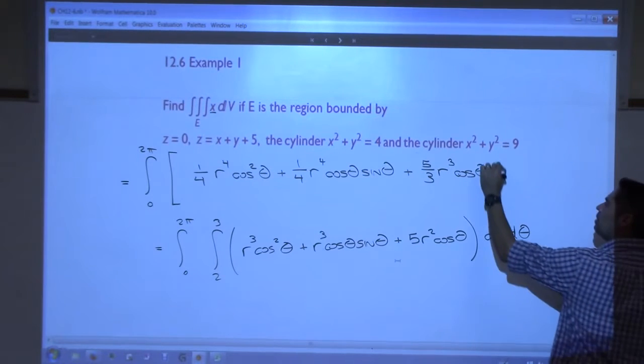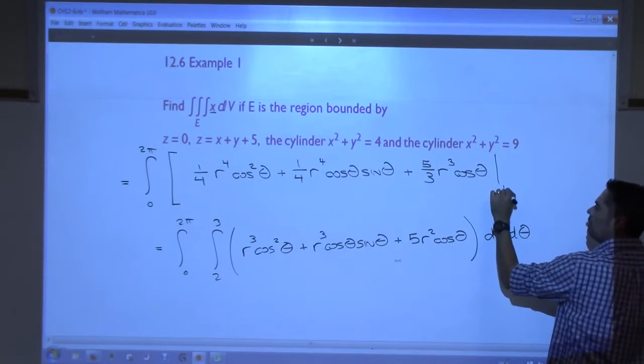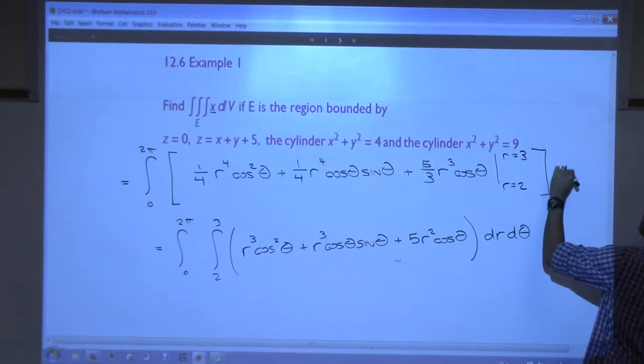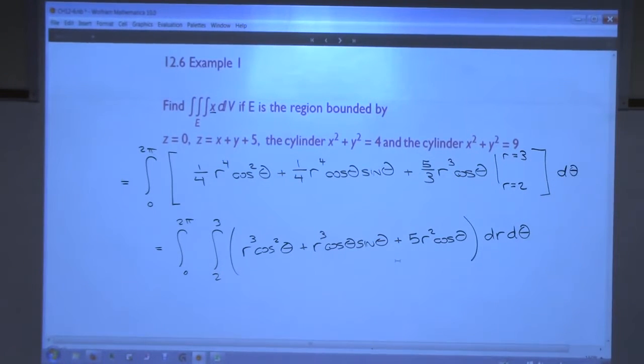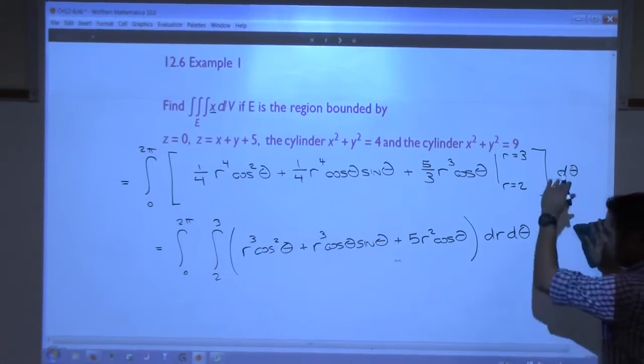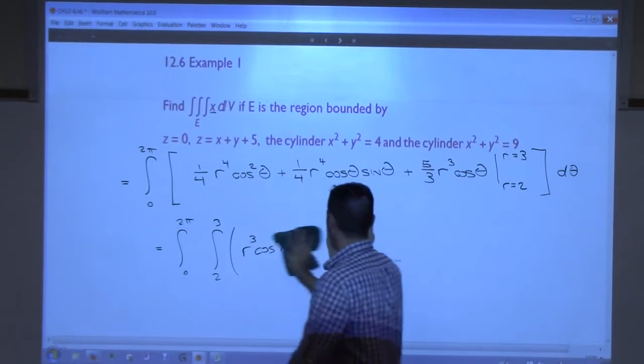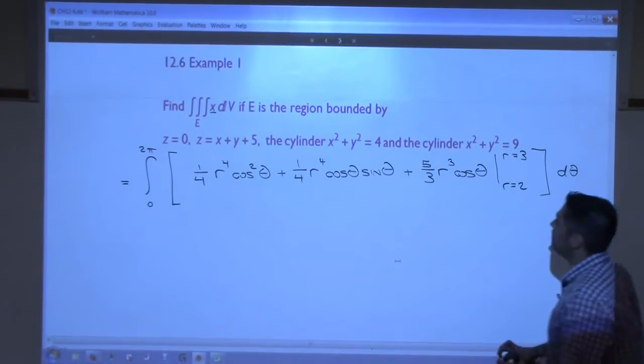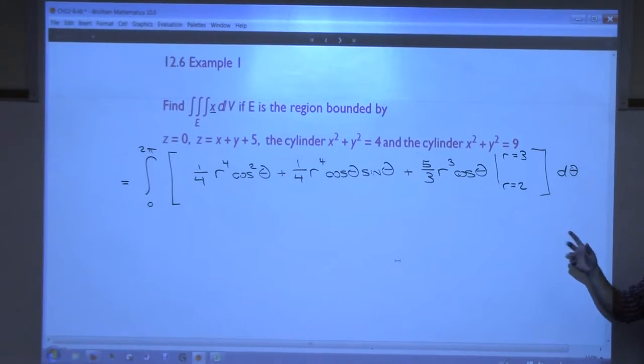Evaluated from 2 to 3. That sucks, d theta. That does suck, because I have to replace all my r's with 3 and then with 2 and subtract. I wish it was like 1 and 0. Wouldn't that be nice? But it's not. All right, so I think maybe I'll stop there. I don't feel like doing that. But you understand what you would have to do?